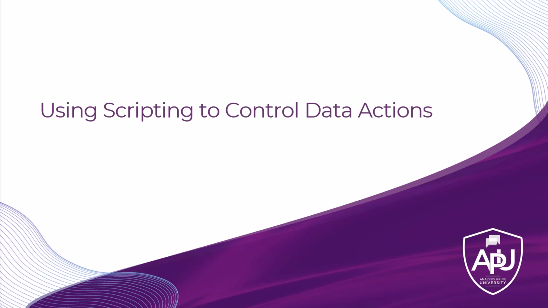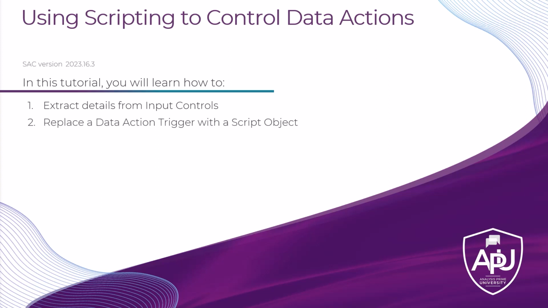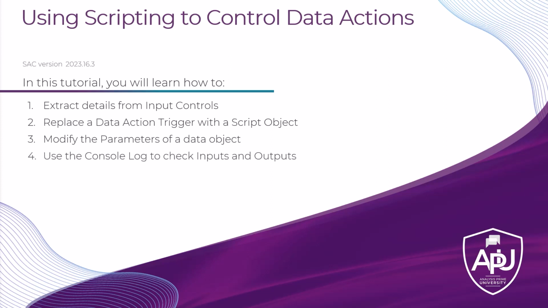In this video, we will investigate scripting in a story to modify, evaluate, and control a data action. In this video, you will learn how to extract details from input controls, replace a data action trigger with a script object, modify the parameters of a data object, use the console log to check inputs and outputs, and then execute a data action with the scripting.